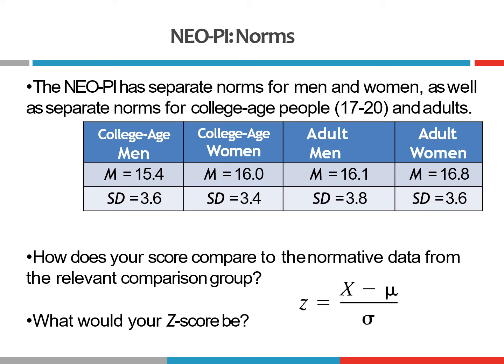Okay? So essentially this mean and standard deviation, you're going to input those directly into your formula. Your mean is going to be your mu value, and your standard deviation is going to be your sigma value. Go ahead and input your score for X, and then whichever mean and standard deviation is appropriate for your demographic.